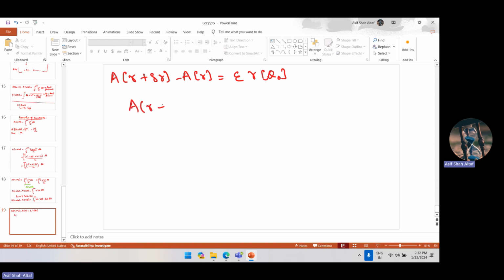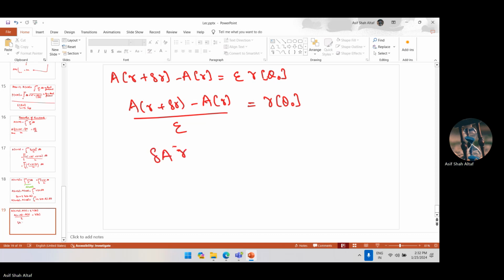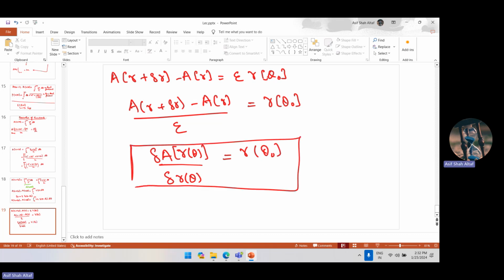And then in that case, we can define the derivative of a functional, for example, the area function as this, right? Which is basically written as, so then the derivative of functional A of r will be, in this case, r of theta. That's how we define the derivative of a functional.